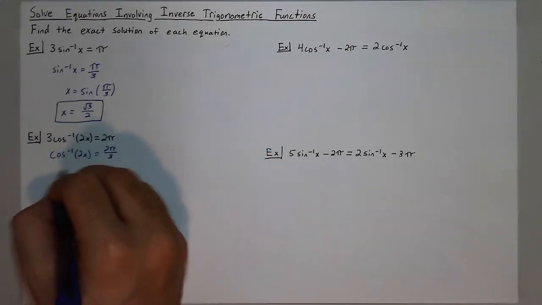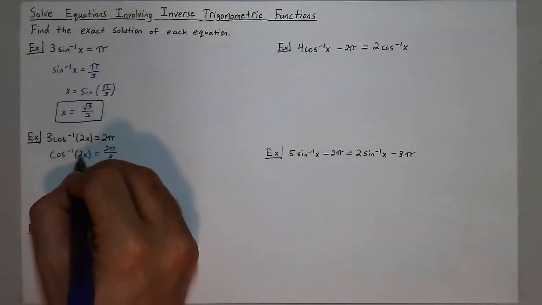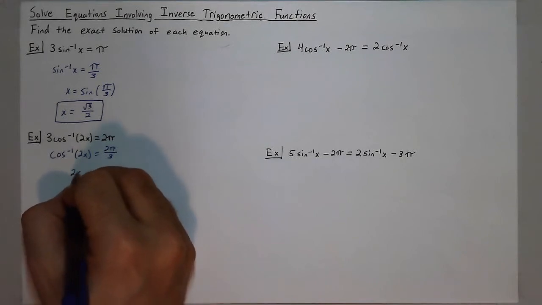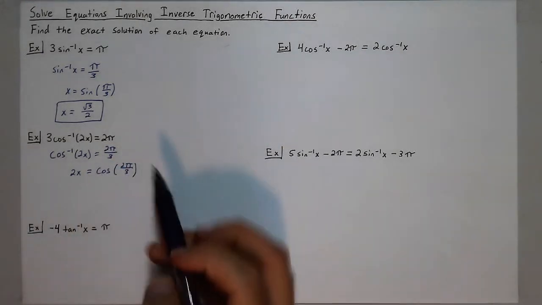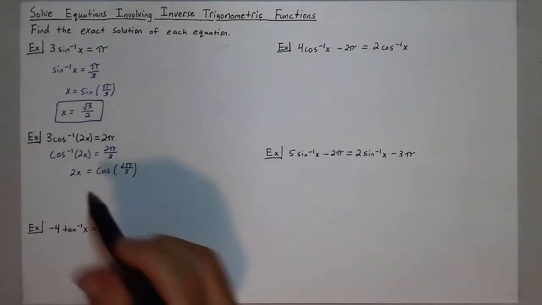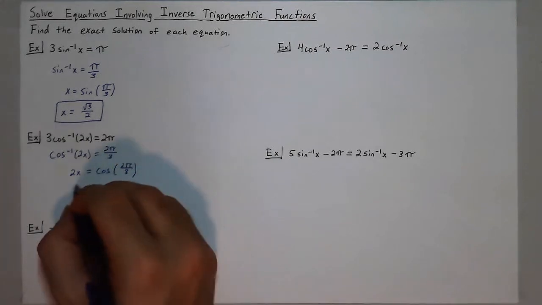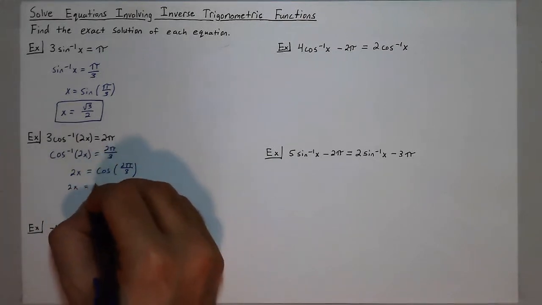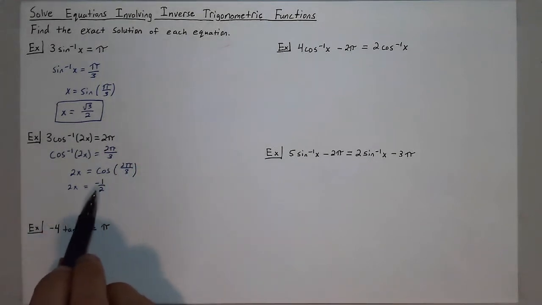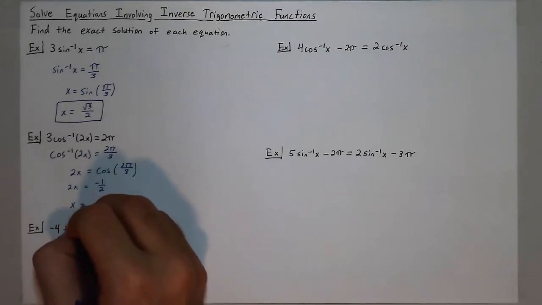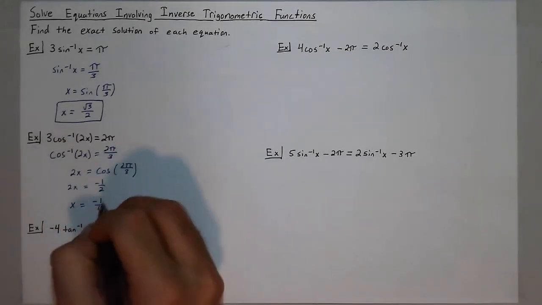And then I'll get rid of the cosine inverse so I can get the 2x by itself next. So 2x will be equal to cosine of 2 pi over 3, which puts us into our second quadrant. And cosine of 2 pi over 3 would be negative 1/2. And now I'm just solving this equation, which means dividing each side by 2 or multiplying by 1/2, giving me negative 1/4.